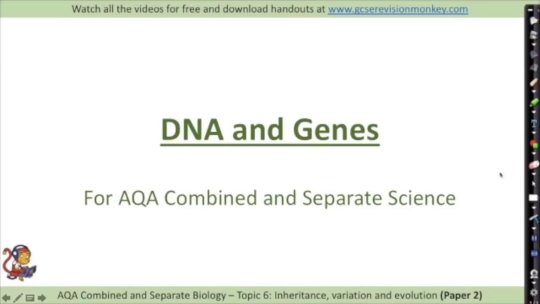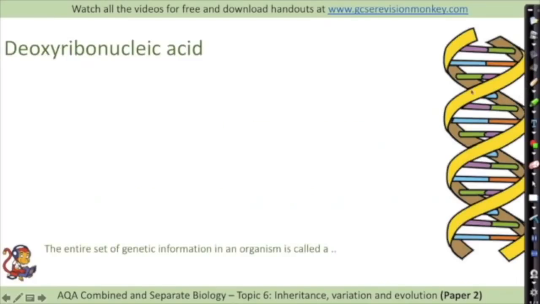First of all, then, talking about DNA and genes, you need to know that DNA is deoxyribonucleic acid. It looks a little bit like this, in that it is a polymer, which means a long molecule. It is a DNA double helix, and it is found in the nucleus of your cells.